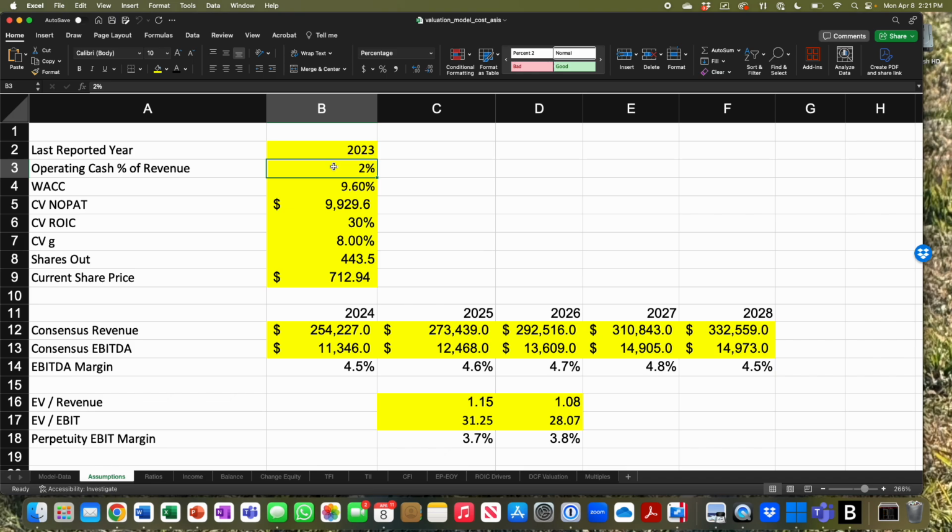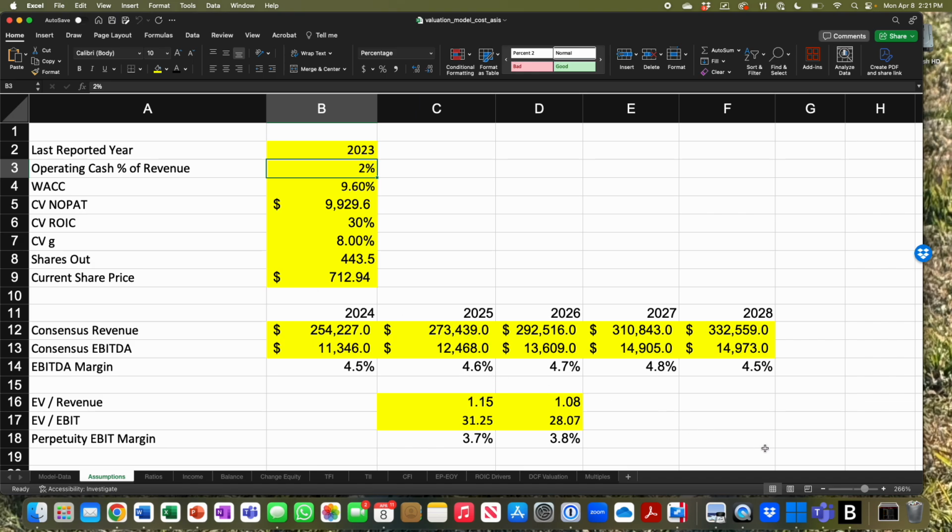Next, we go down to the shares outstanding and the current share price off your DES screenshot. So take the screenshot, 443.5 shares out, 712.94 was the price of Costco when I did my screenshot. Okay. Third screenshot, the EEO, put in the consensus revenue and EBITDA for the 5 years. Okay. And forward year 2 and 3, EV to revenue, EV to EBIT.